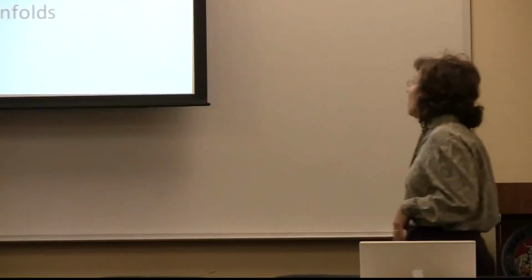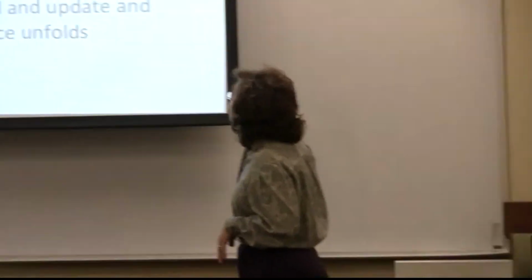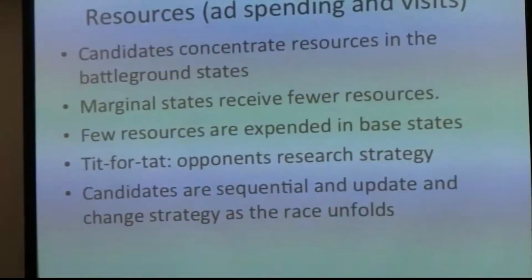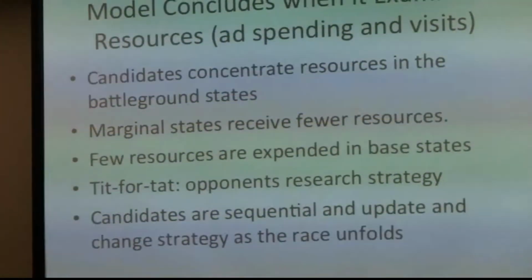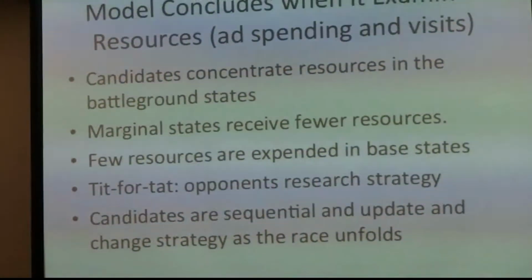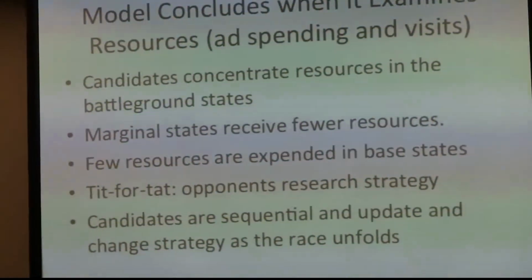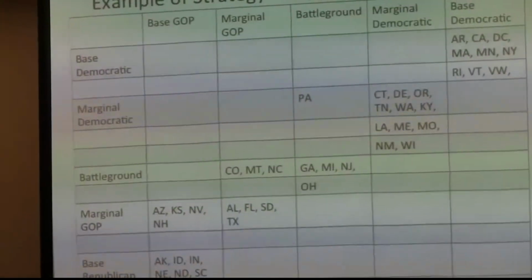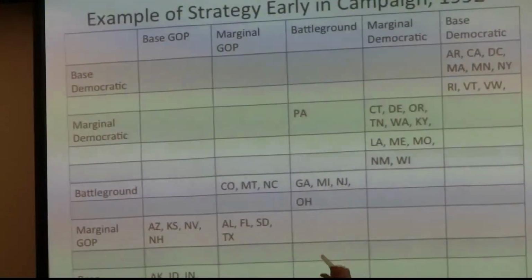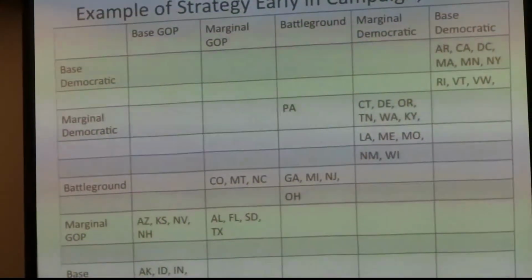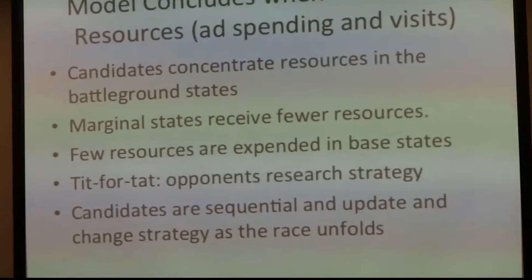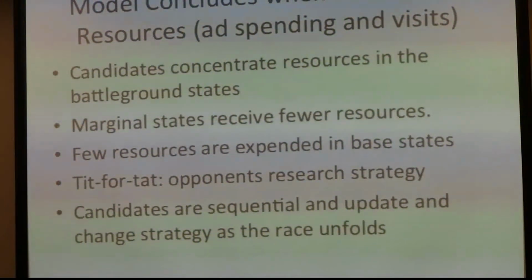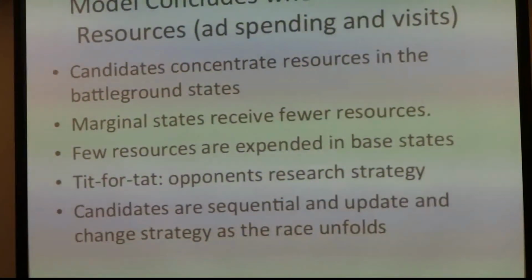If you read all of his article, you come away with the following. Candidates concentrate resources in the battleground states. Marginal states receive fewer resources, but they receive some. Those states surrounding the battlegrounds are the ones we saw back here. The marginal states are on either side of that. They get a little attention, a little resources, but not a lot. Few resources are expended in base states. They hardly put any of their money in those states that they know they're going to win.